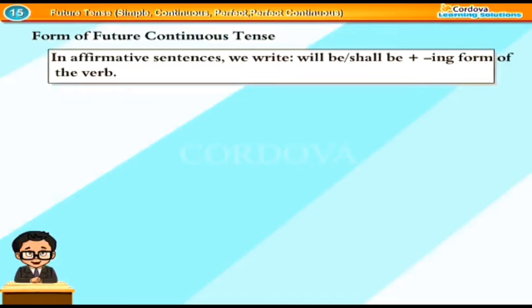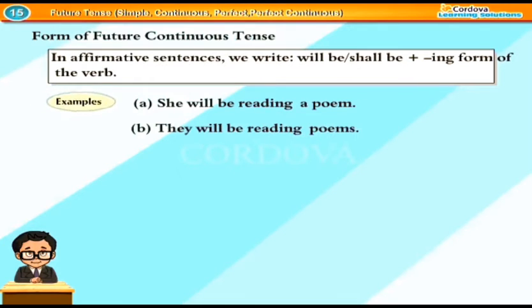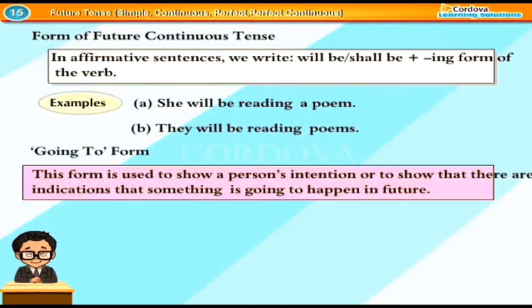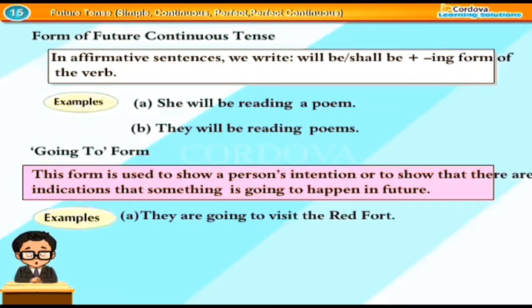Form of future continuous tense. In affirmative sentences, we write will be, shall be, plus ing form of the verb. Examples. She will be reading a poem. They will be reading poems. Going to form. This form is used to show a person's intention or to show that there are indications that something is going to happen in future.